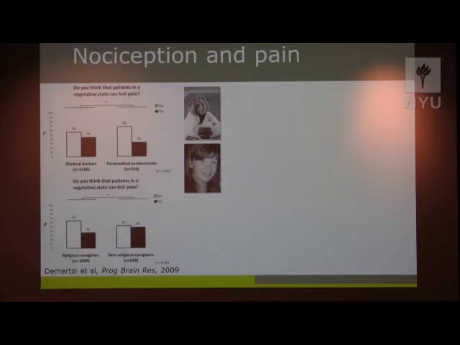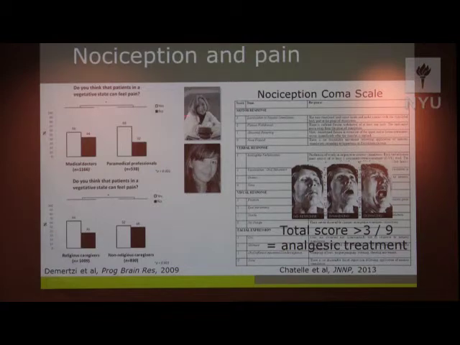And it's interesting to see that the variable that correlated with their response was whether they were religious or not. And of course, we want to do better than that in our hospitals and get it more objective. We've developed this pain scale, the Nociception Coma Scale. Again, the challenge is to give sense to these responses. Do they really represent subjective experience of pain? And if so, should we give painkillers?